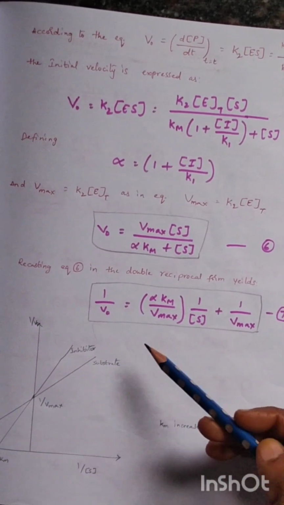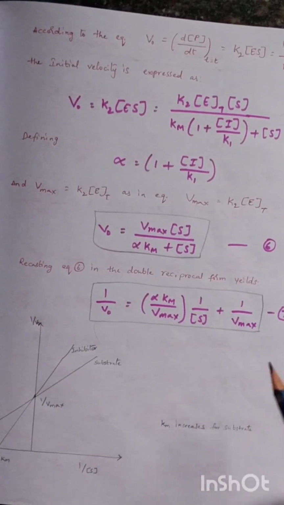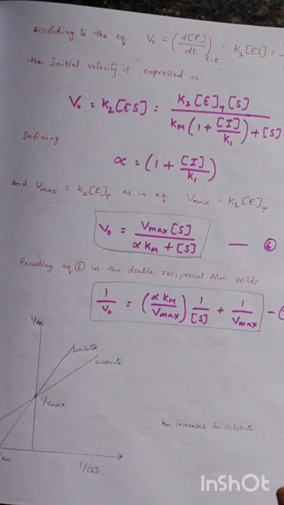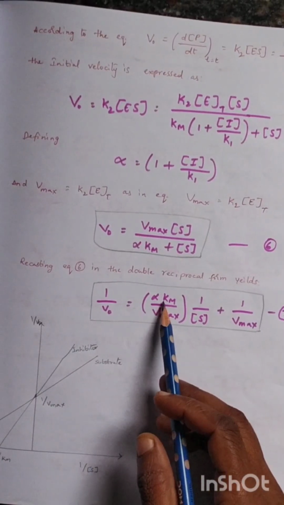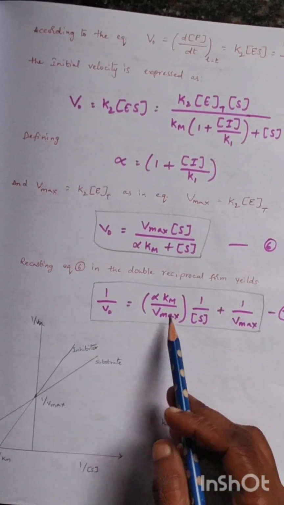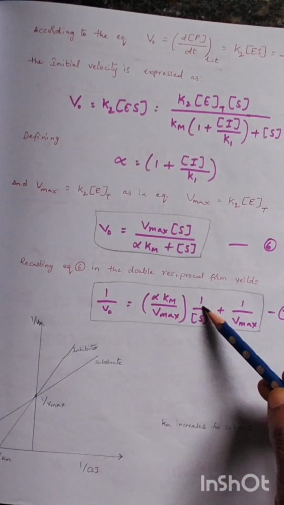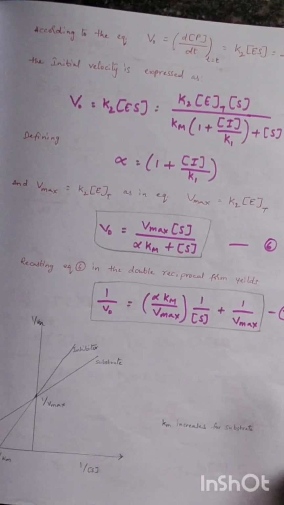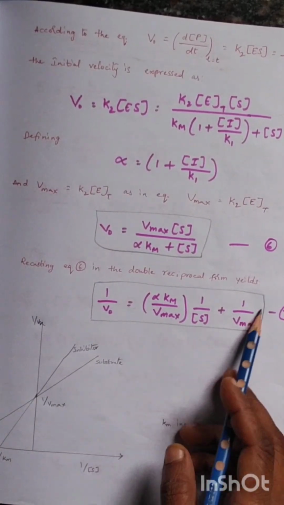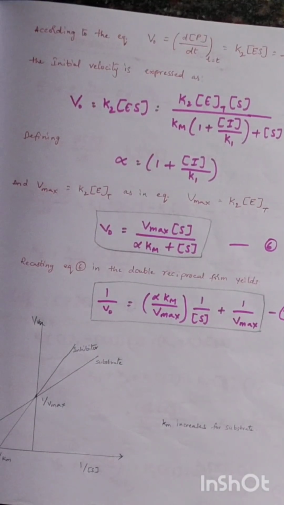If we write the reciprocal of this for the Lineweaver-Burk plot, then 1 by V0 is equal to alpha Km by Vmax into 1 by substrate concentration, plus 1 by Vmax. This represents the double reciprocal form of the competitive inhibitor.